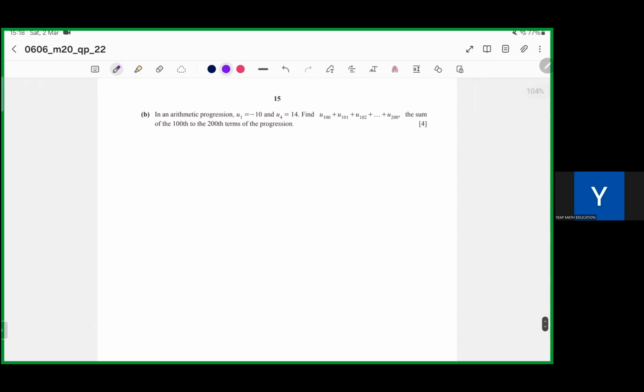Okay, now we look at question B. Question B, you see actually quite hard, but actually not very hard. Now he gives you u1 equals to negative 10. Actually, this is the first term. u4 equals to 14, because this question asks you about arithmetic progression. So we can take a plus 4 minus 1 times d equals to 14. So we can take negative 10 plus 3d. Okay, so we already get the first term and common difference. Okay, 24, so d we will get 8.